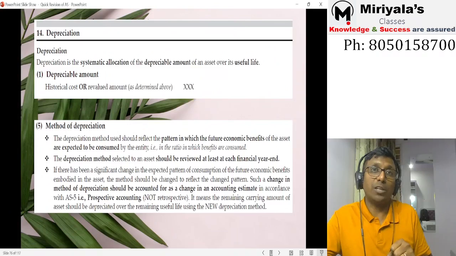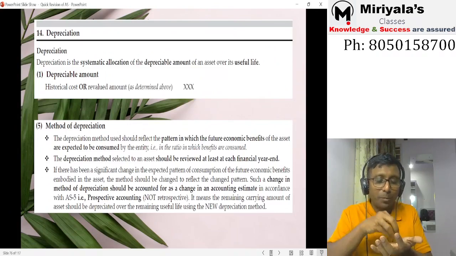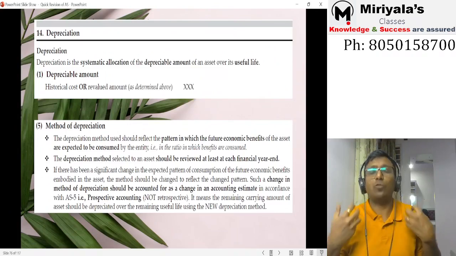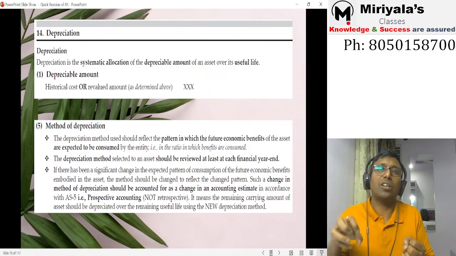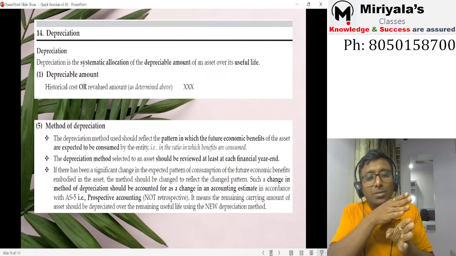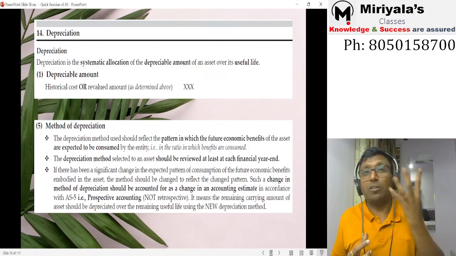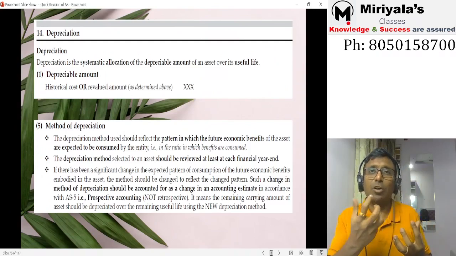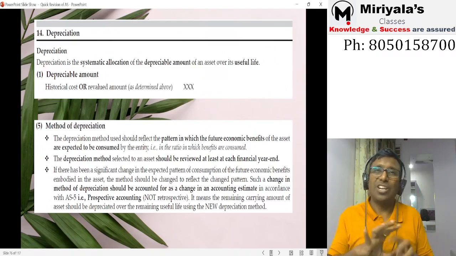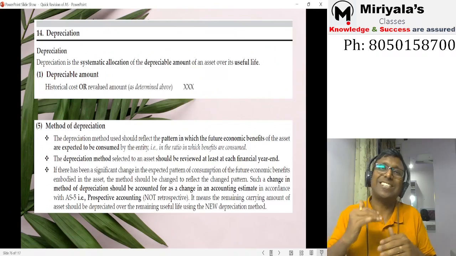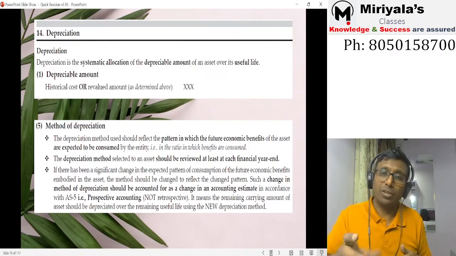Which method should I follow? It is based on the pattern of future economic benefits expected to flow to the company. That means the ratio in which the benefits come in. If benefits come in equally, then you follow the SLM method. If I'm expecting a huge number of benefits in the first year and drastically less in the next 2 years, maybe the WDV method may be very suitable. This is not a choice of management. That's why it is treated as an accounting estimate, not as an accounting policy.